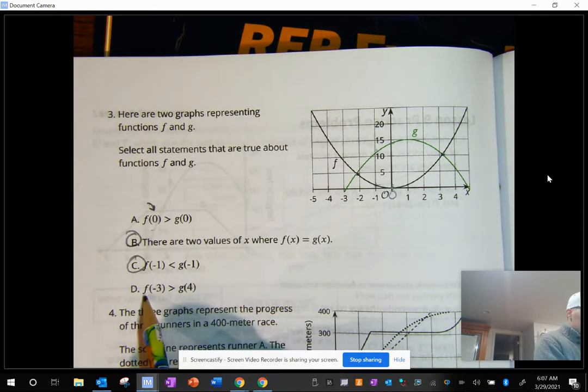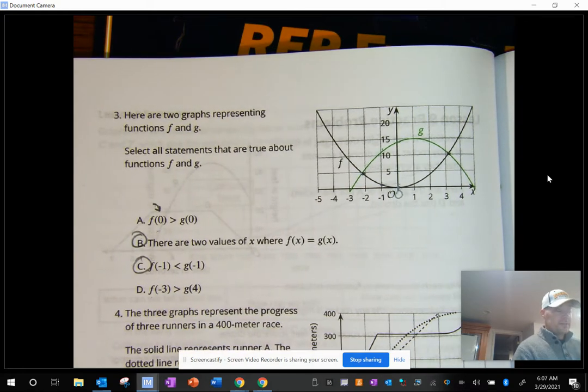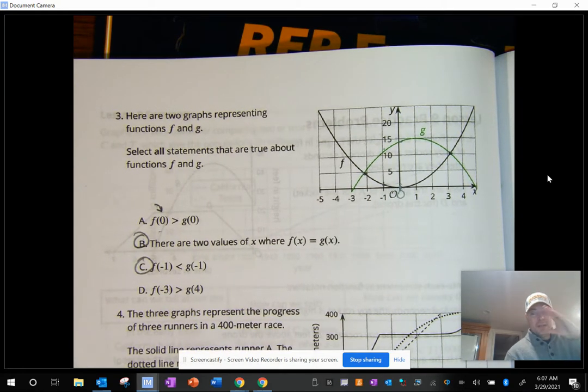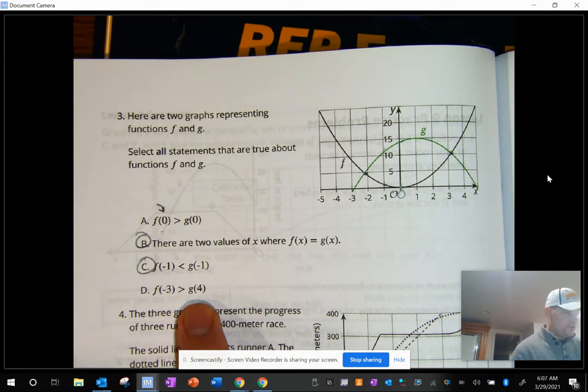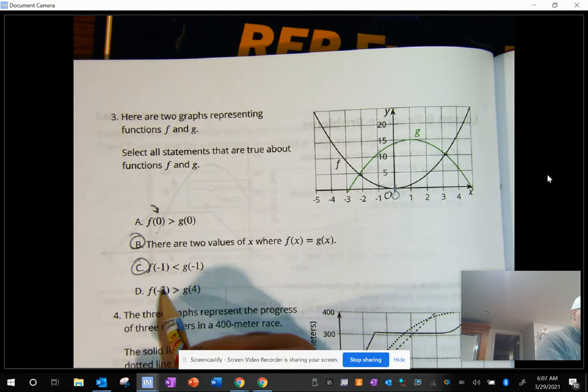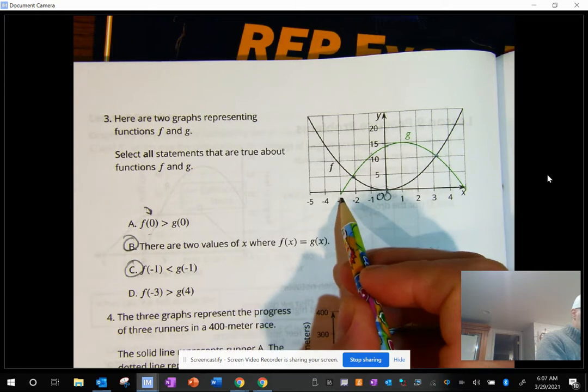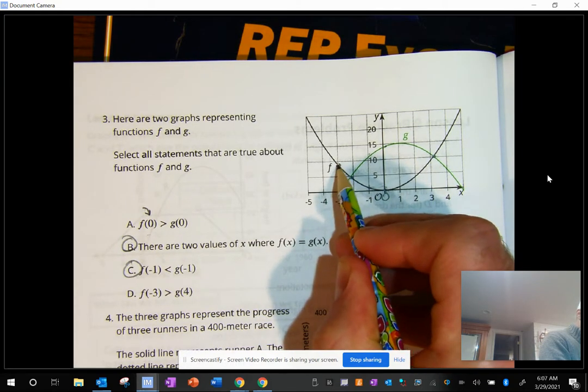Okay, so we're going to do the same thing for this one. F of negative 3 is bigger than g of 4, right? So let's go to negative 3 and see where f is. F is right here. So this is how high it is.